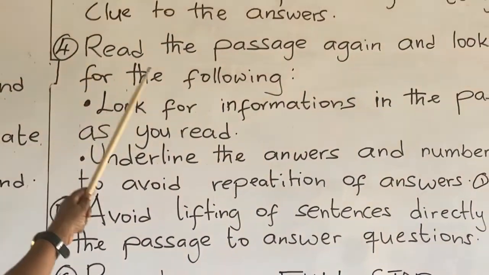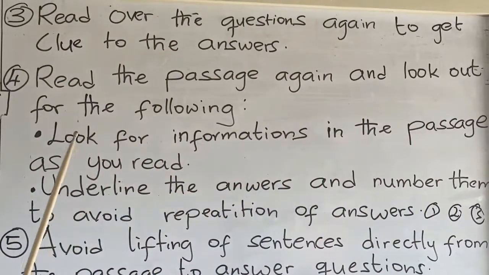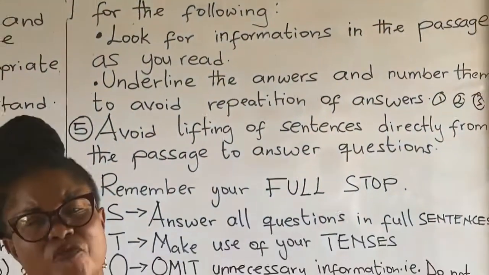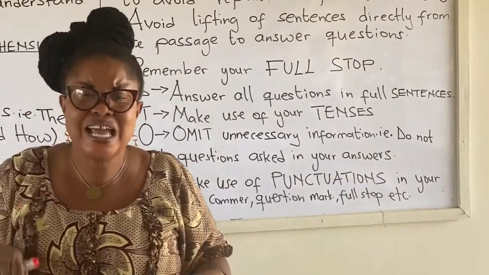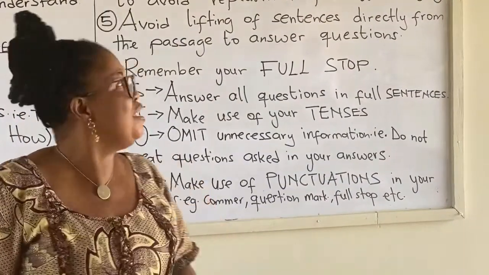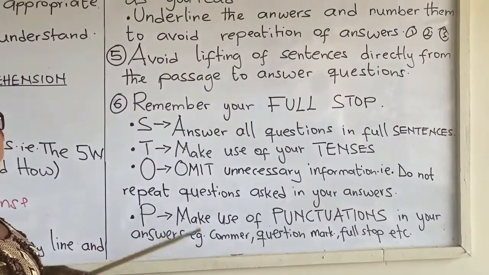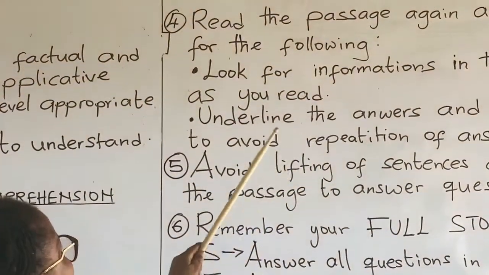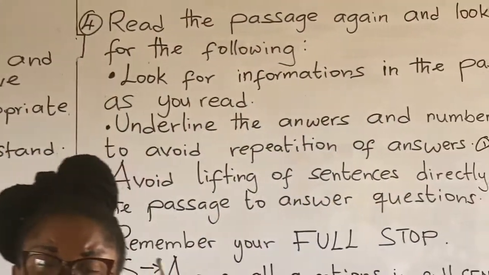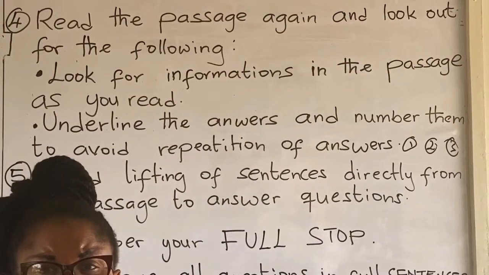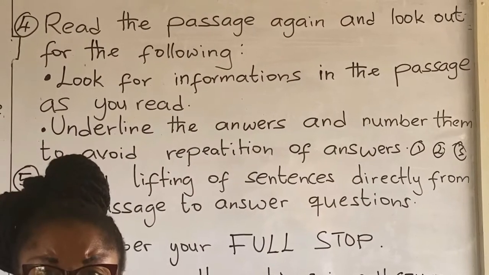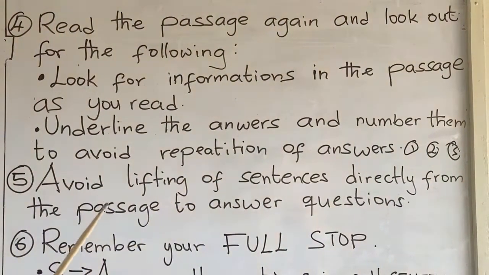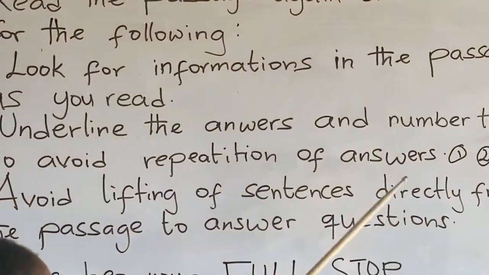Step 4: Read the passage again and look out for the following. After reading the questions for the clues, go back to the passage and read it again to get information from the passage. As you read again, look for information that answers the questions. Underline the answers and number them to avoid repetition of answers.